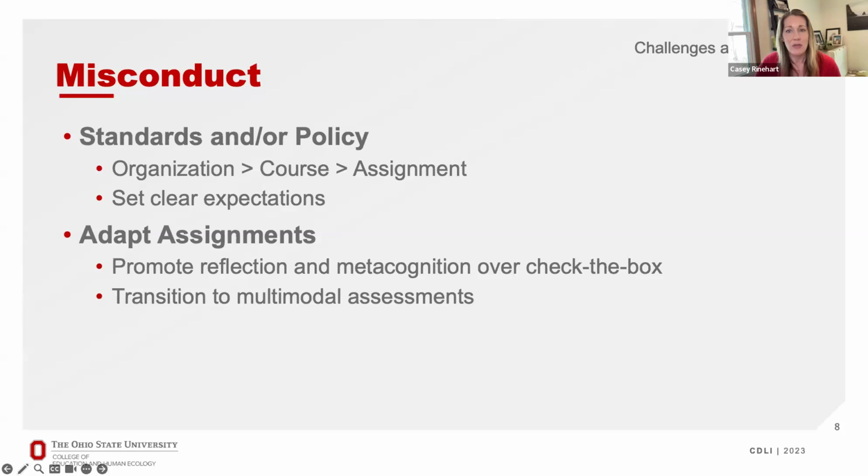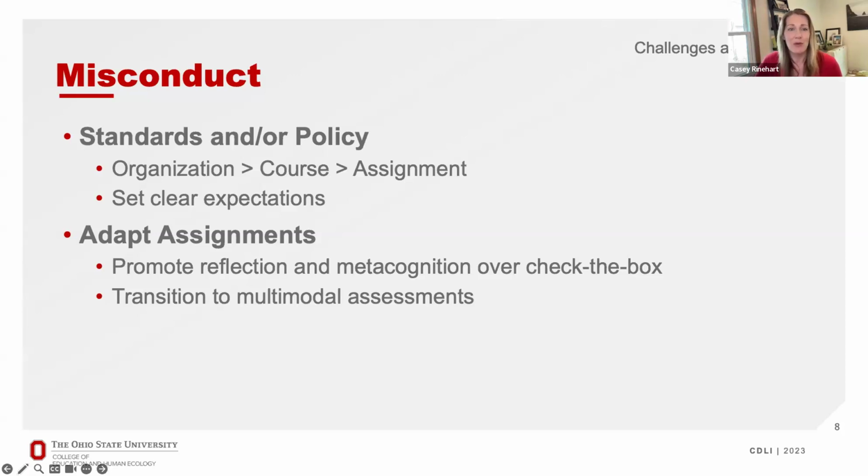One clear way to reduce misuse of AI in education is to adapt assignments, utilizing assignments that promote reflection and metacognition. For me, a good rule of thumb is if the only true correct answer can easily be Googled, then misconduct is possible through many means, including AI. So also consider transitioning to multimodal assignments. That is a great approach, and using that instead of long writing papers, having them develop a demonstration or a live presentation.